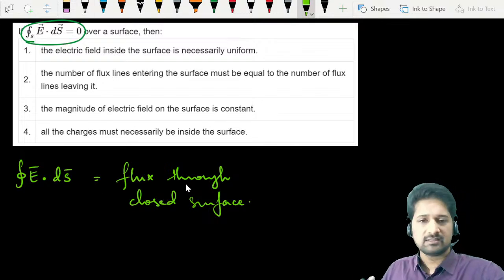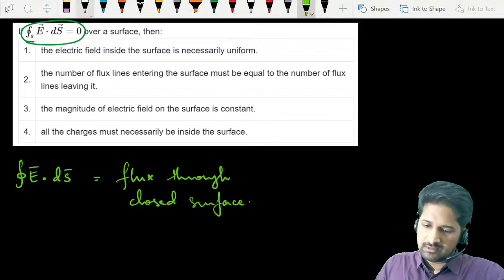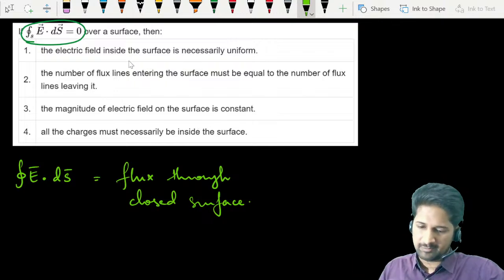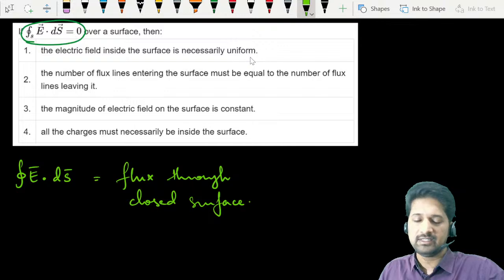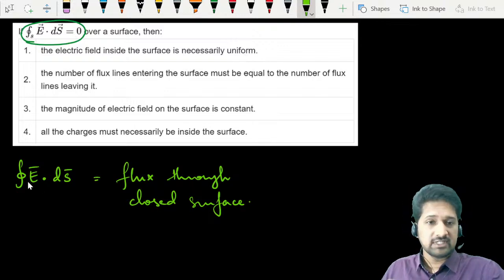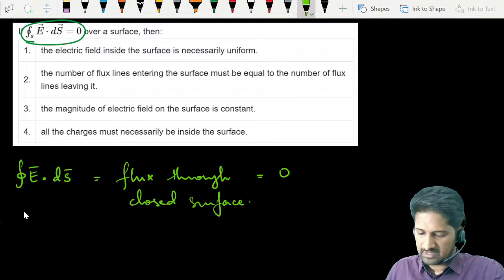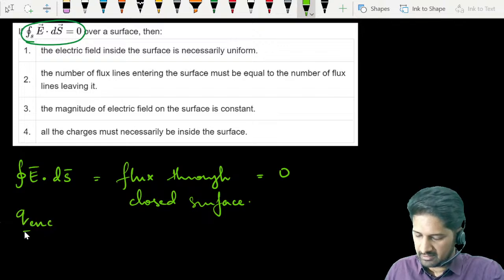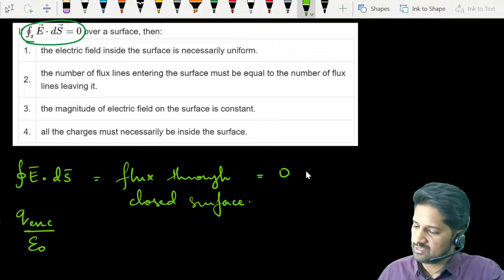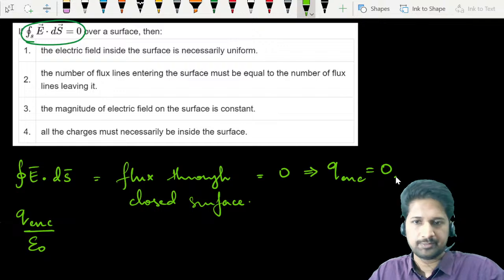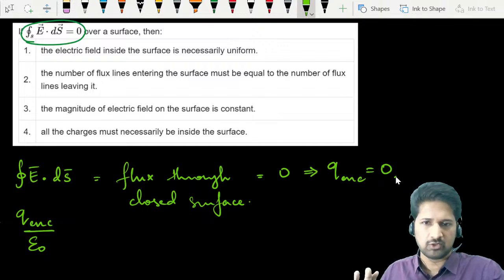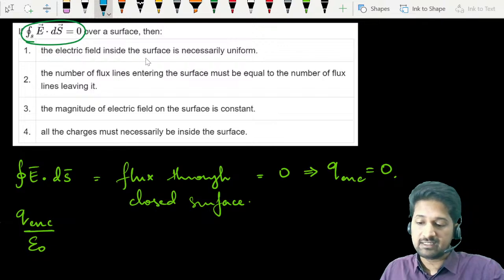So integral E dot ds basically क्या होता है? Flux through closed surface. Now look at the options. The first option: if this happens, the electric field inside the surface is necessarily uniform. Closed integral E dot ds, flux through the closed surface is 0, and from Gauss law we know that closed integral E dot ds is nothing but charge enclosed divided by epsilon naught. Now if this is 0, we can only conclude that the charge enclosed by this surface is 0. We can't say anything more than that.